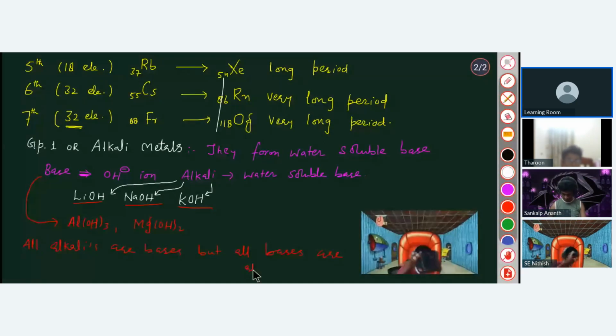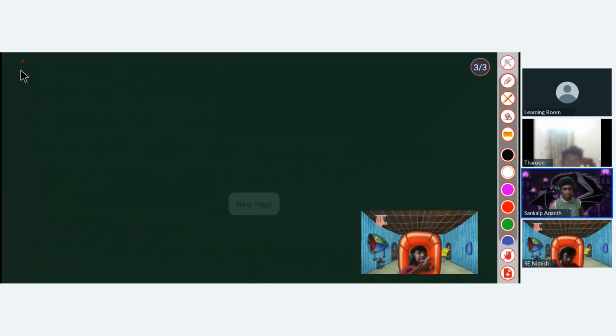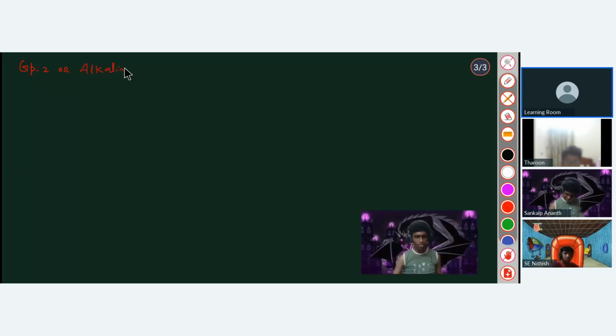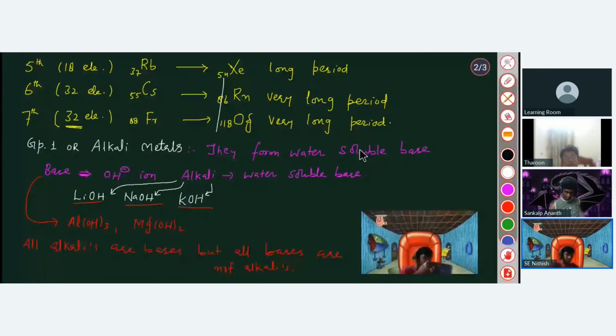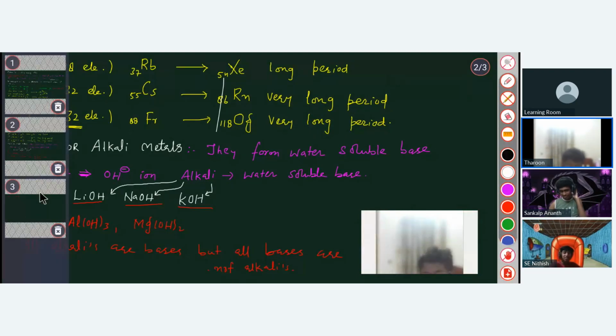Shall I move to the next page? Now let's see the name of group second. Group second elements are known as alkaline earth. You wrote that all alkalis are bases, but all bases are alkalis. That is wrong; all bases are not alkalis. You have to correct that. All alkalis are bases, but all bases are not alkalis.